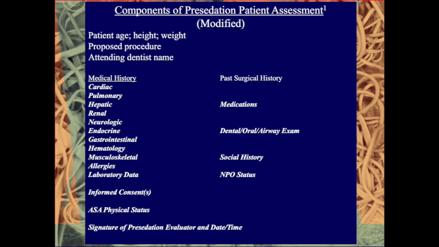Again, we're going to look at the medical history, their past surgical history, their medications they're taking, their dental history, and then do an oral airway exam. Their social history, this could be illicit drugs, alcohol, whatever you want to put into that area there to make sure you have something documented.